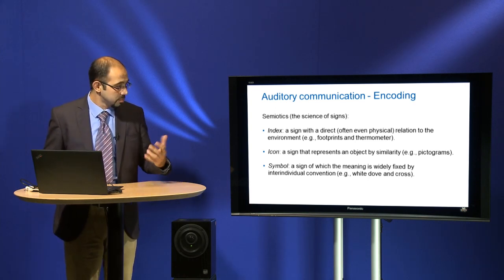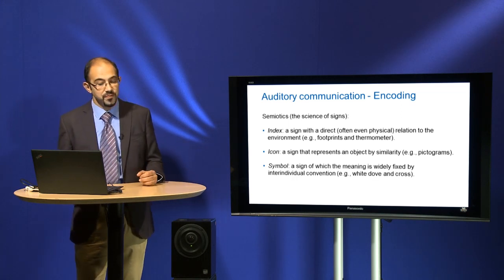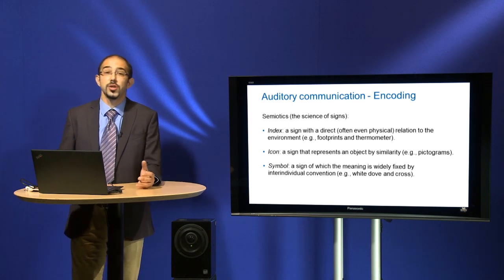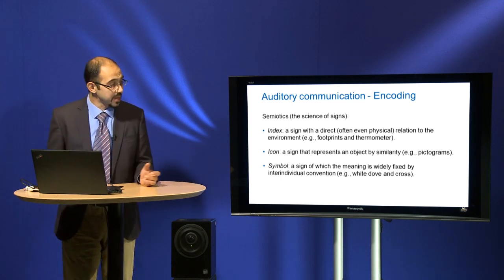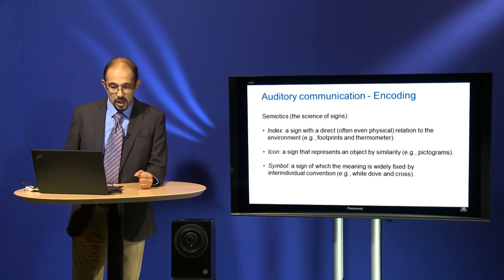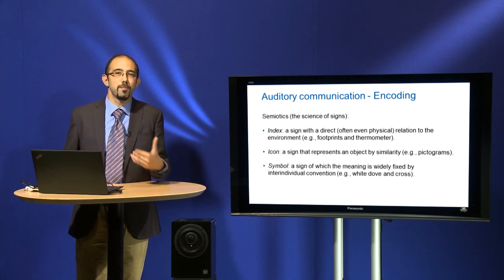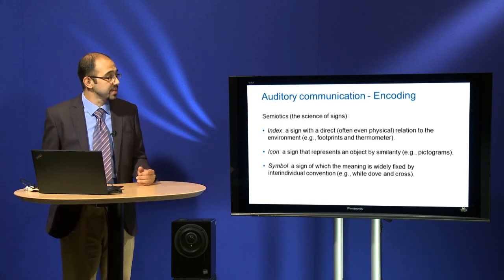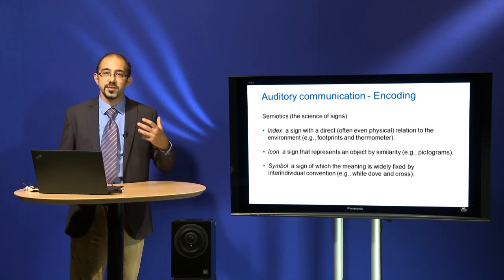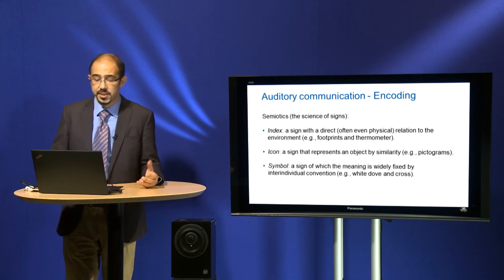And the third category is the symbols. Symbol is a sign of which the meaning is widely fixed by inter-individual convention. For example, white dove and cross is a good example. And these aspects are quite relevant also for product sound design. It means that at the end, in different levels, we can define our design issues and we can generate, for example, icons or symbols.